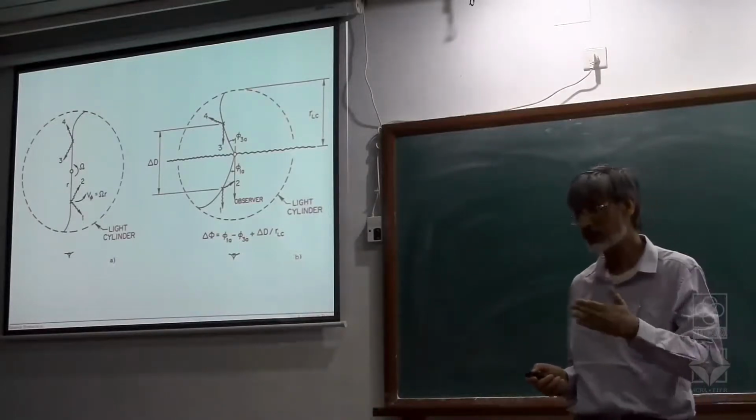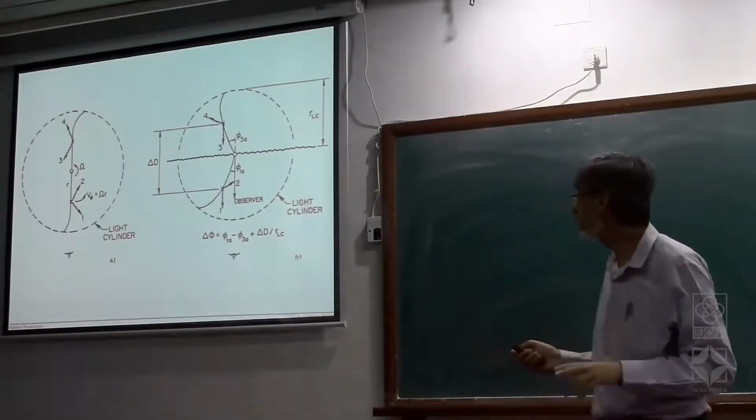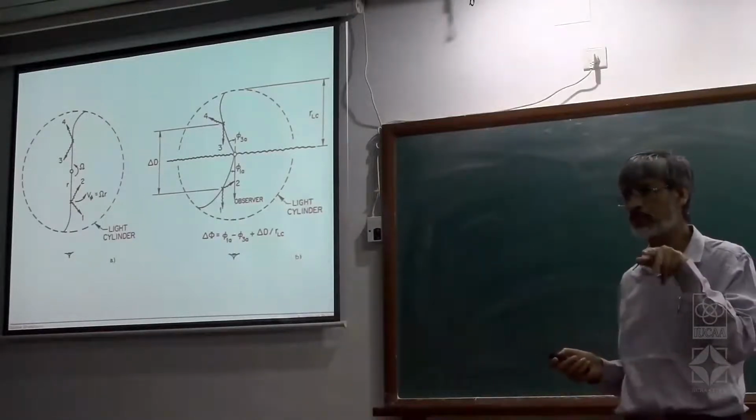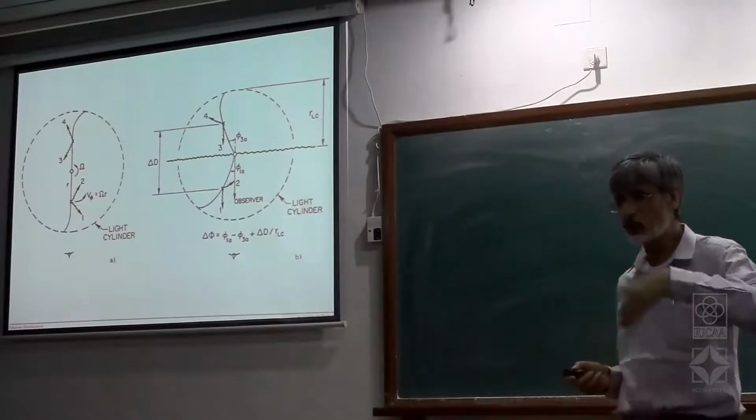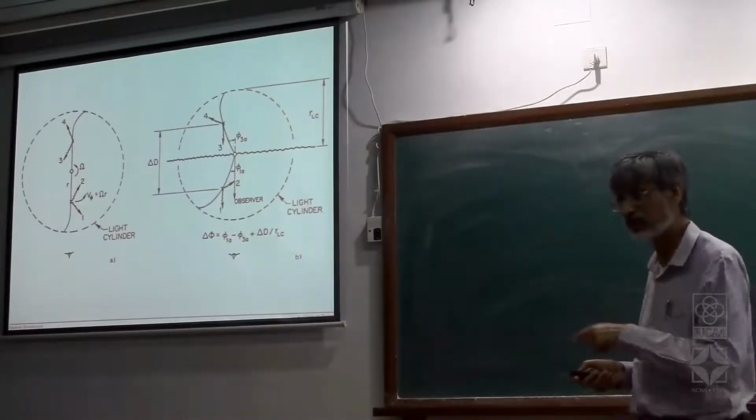So there are other effects which will make this not point to me exactly at the same time, but at different phases. One is this sweep back of the field line, the other is aberration. It will come later on.